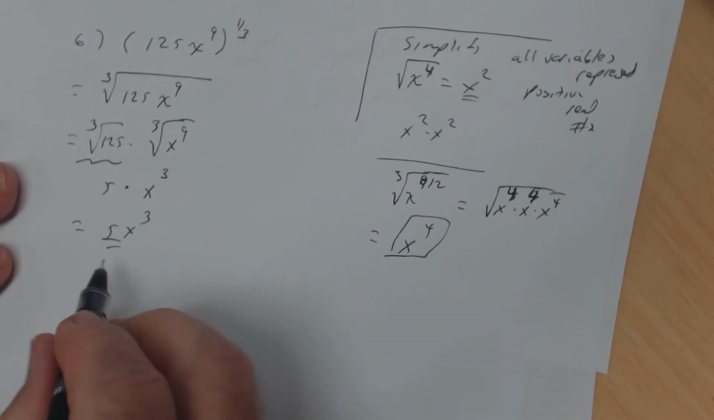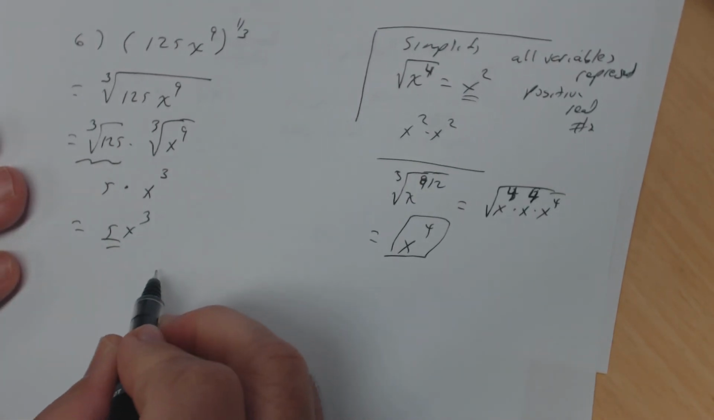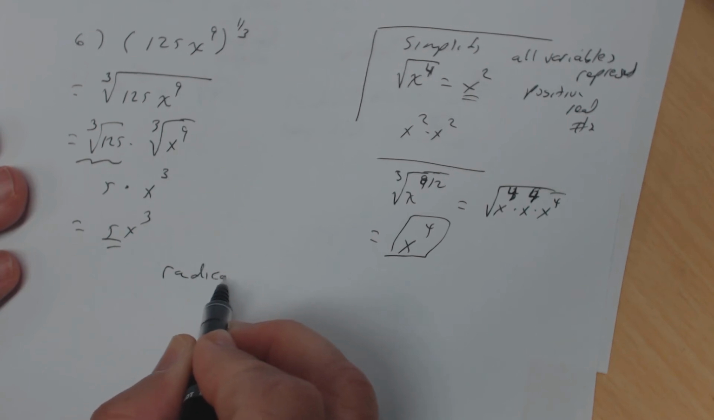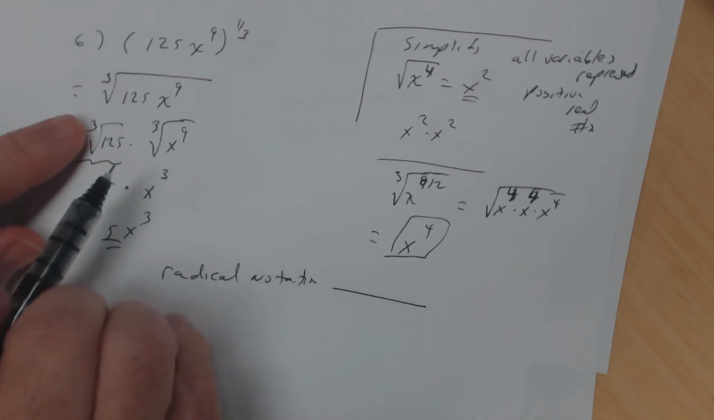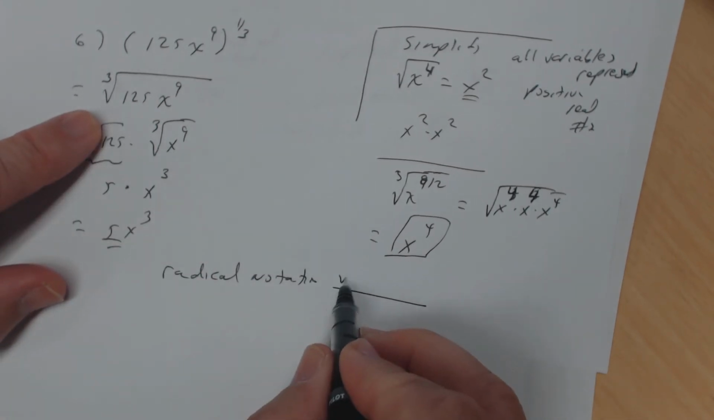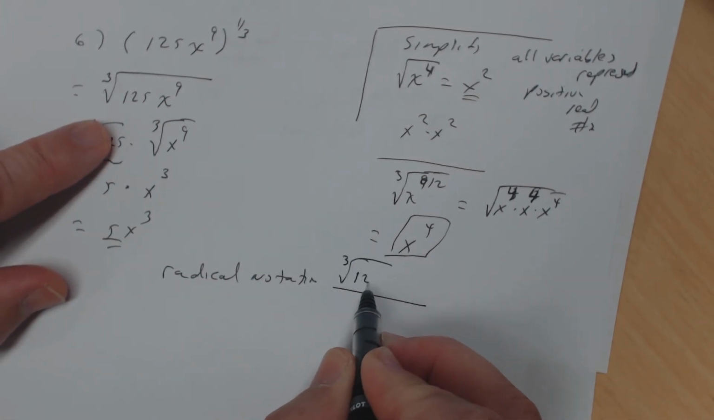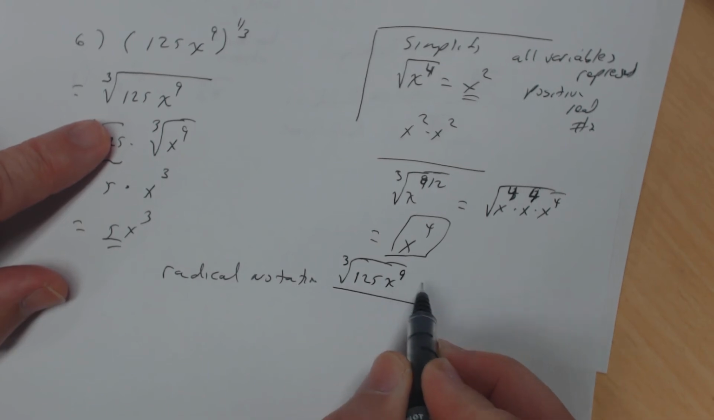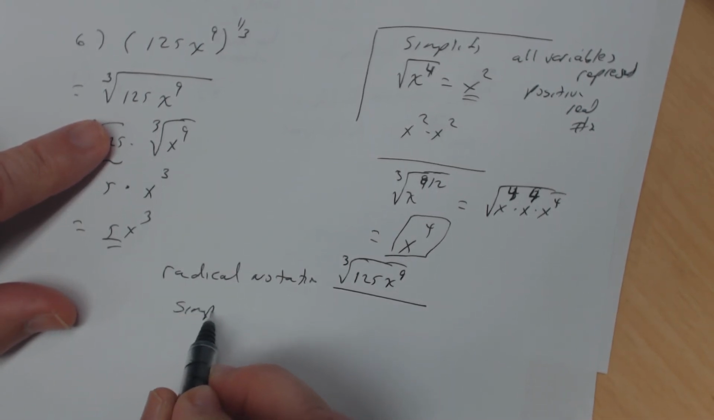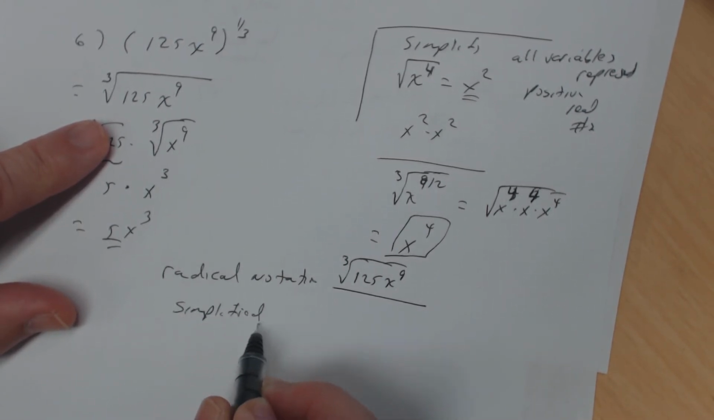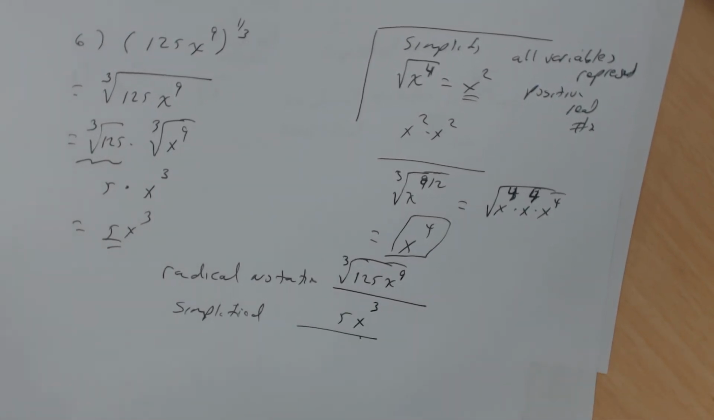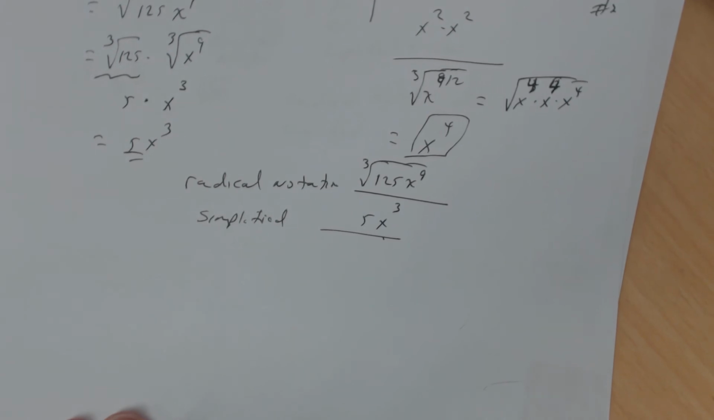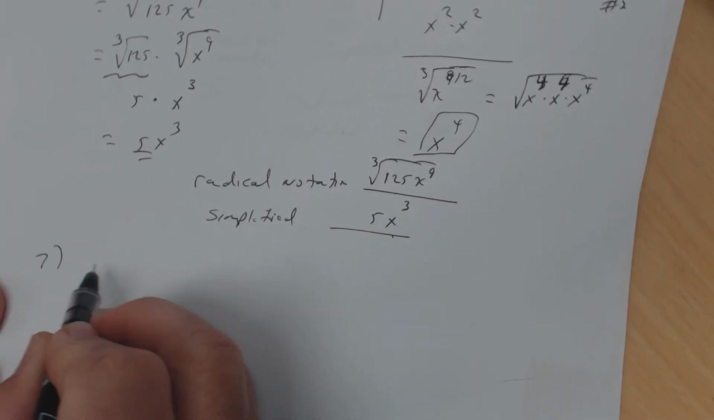Now in terms of what to put in the blanks, you would say this. So your radical notation, make sure you understand what goes in the blanks, would be this part here, the cube root of 125 x to the 9th. The answer for simplified would be this right here, 5x cubed. Okay? All right, let's look at this one, number 7.